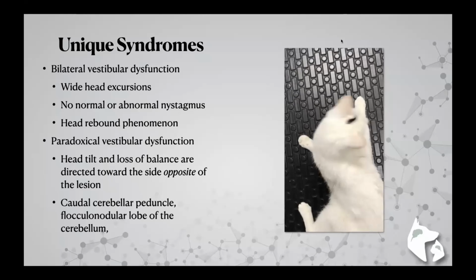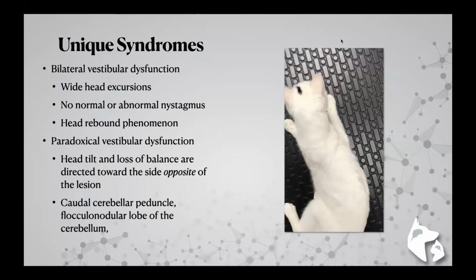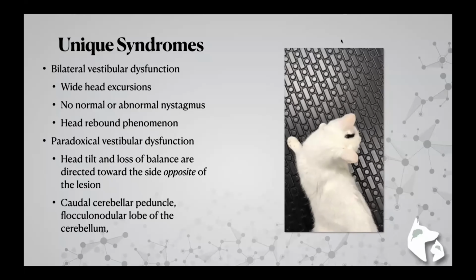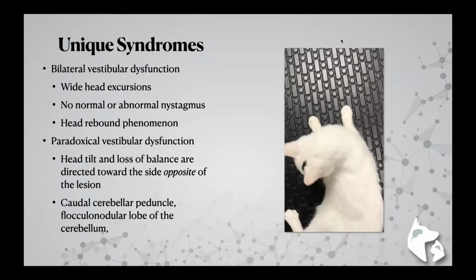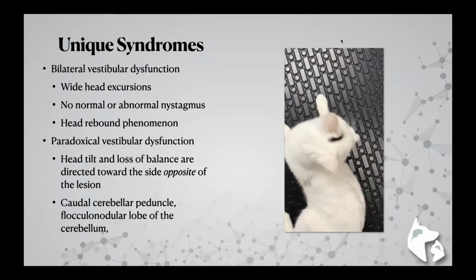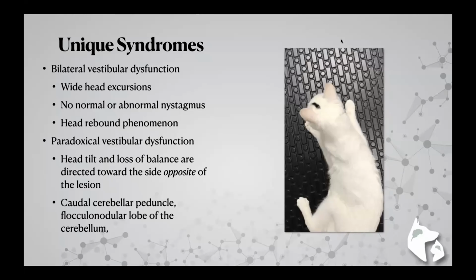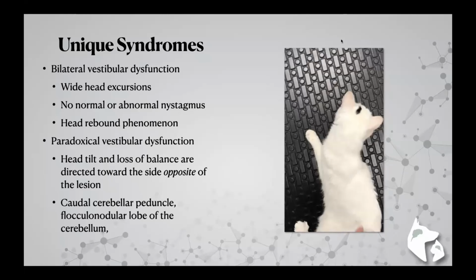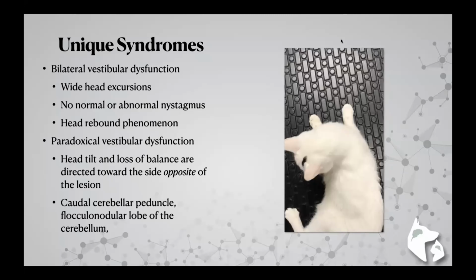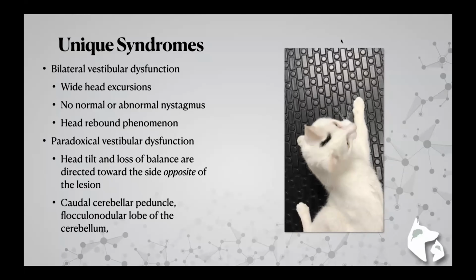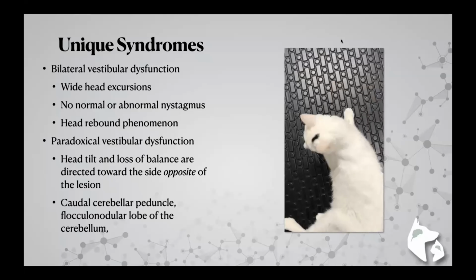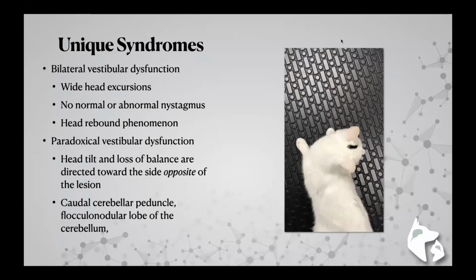So the one that kind of throws everyone for a loop is the paradoxical vestibular dysfunction. And this one is where the head tilt and the loss of balance are directed towards the side opposite of the lesion, okay? And this is involving particularly the caudal cerebellar peduncle and the floccular nodular lobe of the cerebellum. That's it. So on our side, when we get a dog or a cat that has paradoxical vestibular dysfunction, it's very easy for us to localize because those are the only areas that are going to create this.